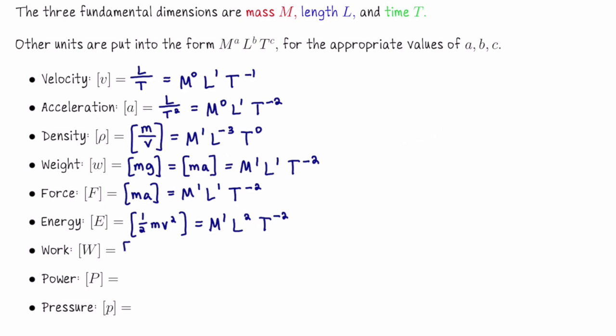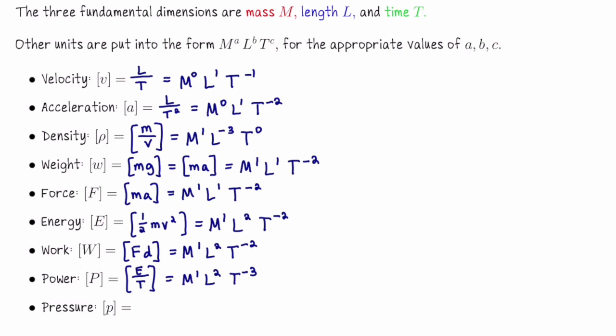Work is force times distance. Force, we said, was m to the 1, L to the 1, T to the negative 2. Distance is just going to give us another length measurement. So overall, this is going to be m to the 1, L to the 2, T to the negative 2. Okay, power is energy per time. So this is going to be like E divided by T. So to our energy up here, we're going to increase that negative exponent on T from T to the negative 2 to T to the negative 3. So this is m to the 1, L to the 2, T to the negative 3.